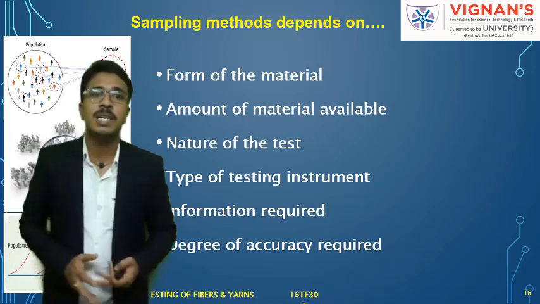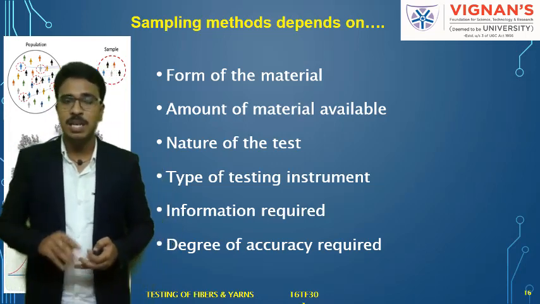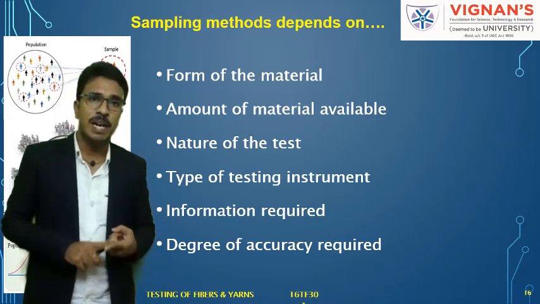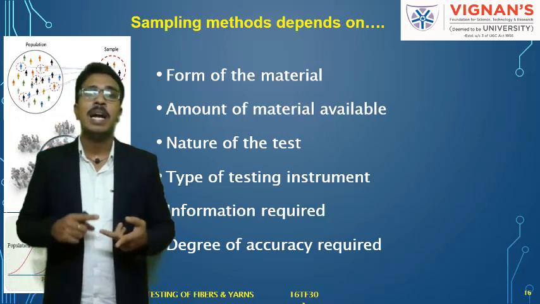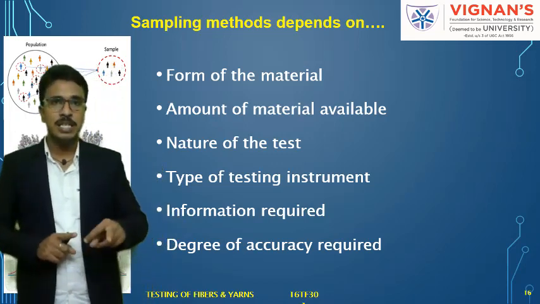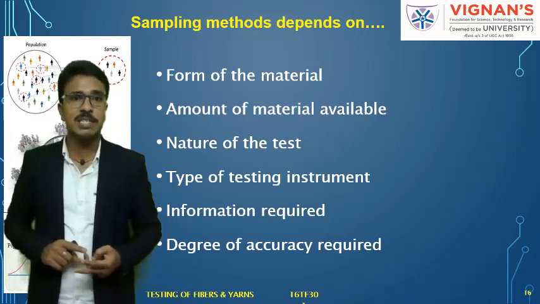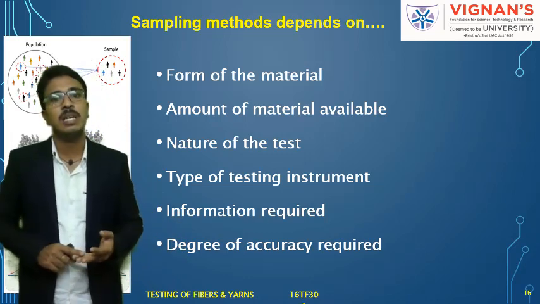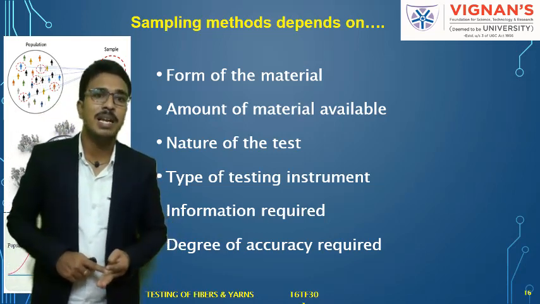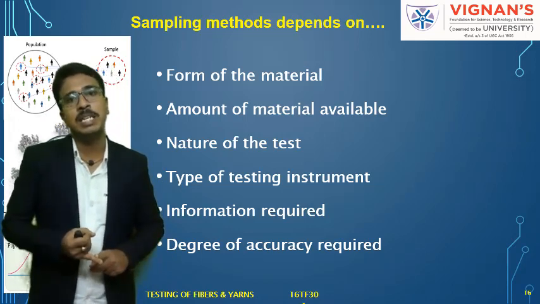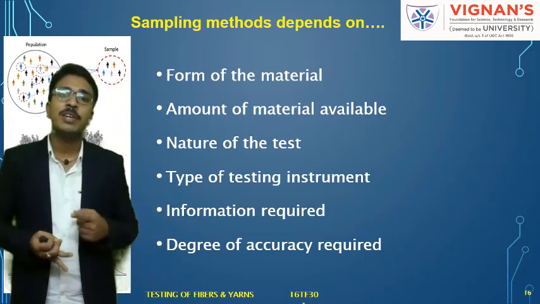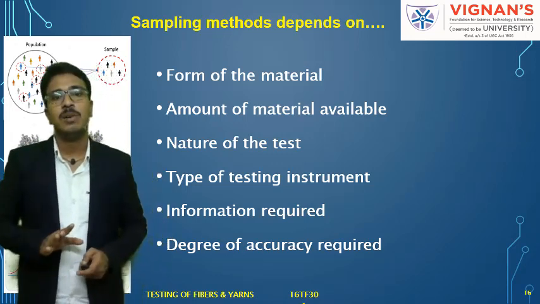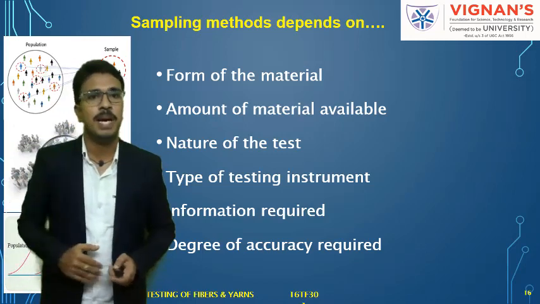Okay, these are all the different sampling methods, which depend on several factors: the form of material available, whether it is fiber, yarn, garment or fabric; the amount of material available for sampling and testing; the nature of the test, whether it is destructive or non-destructive; the type of testing instrument available; the information we expect from the testing process; and finally the accuracy levels required. So the sampling methods depend on all these parameters.